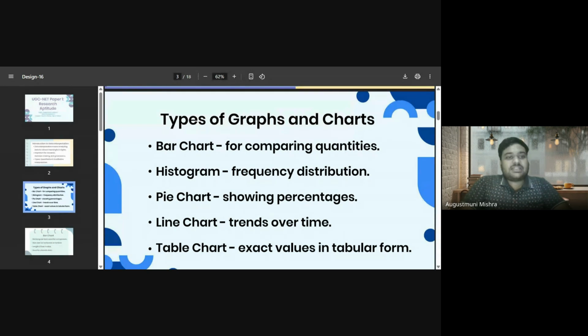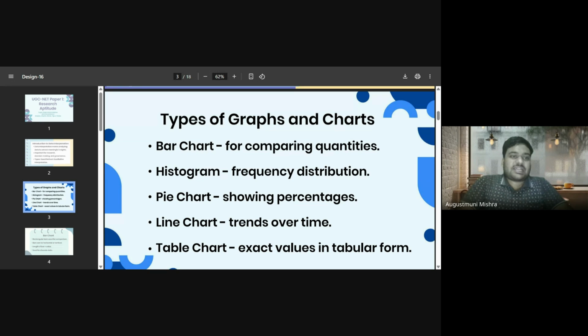Pie charts are used for showing percentages, because we all solved pie chart questions in our school classes also. Whenever you have a circle divided into many parts, how much percentage you are getting, that kind of data we get with the help of a pie chart. Even in Google Forms you will get this.